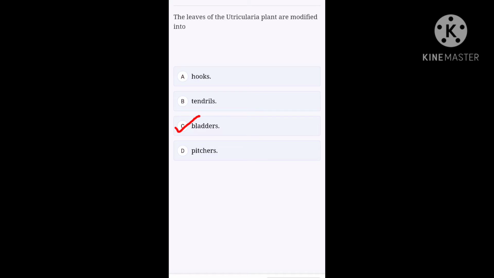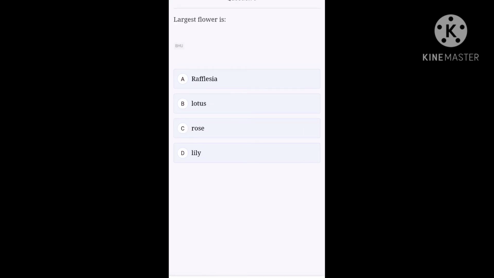Okay, next one. Largest flower is option A Rafflesia, option B lotus, option C rose, option D lily. Rafflesia is a total root parasite. The flower of Rafflesia is the largest in the world, which is about 11 kg in weight and with a diameter of about 1 meter. So option A Rafflesia is the right option.